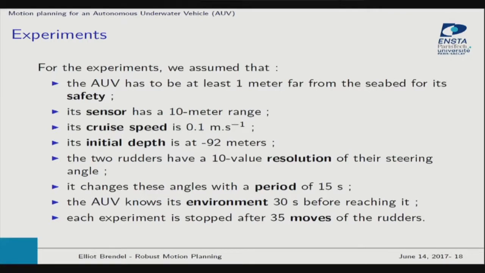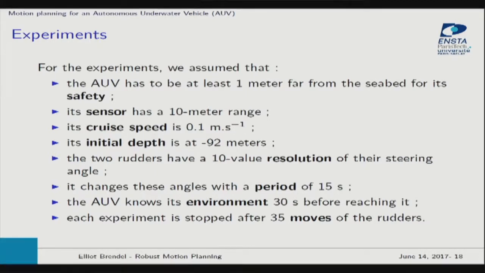So for the experiments, we assume that the AUV has to be at least 1 meter far from the seabed for its safety, so that's d min. Its sensor has a 10-meter range, so that's d max. Its cruise speed is 0.1, that's v. Its initial depth is at minus 92 meters, so that's the initial state.